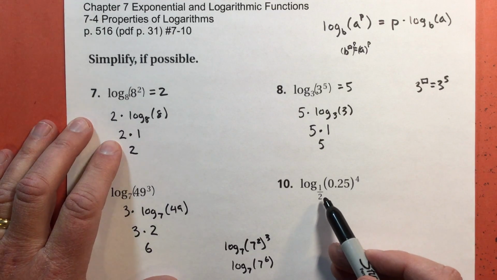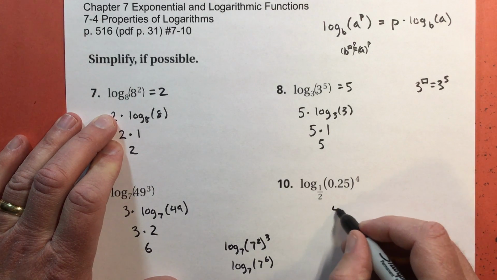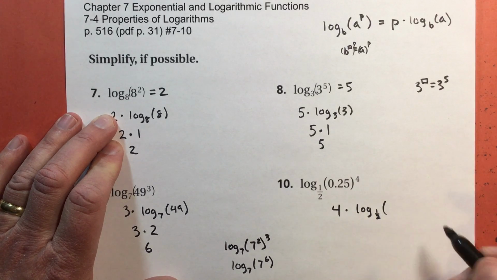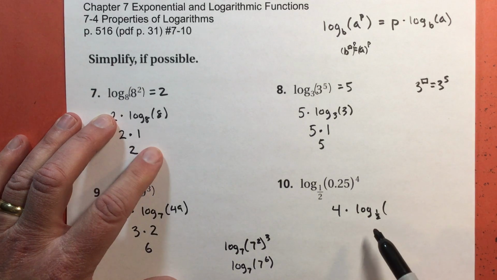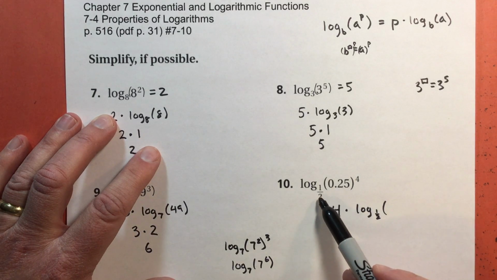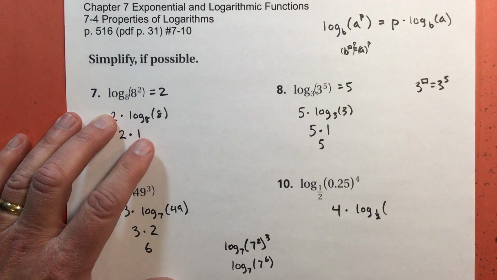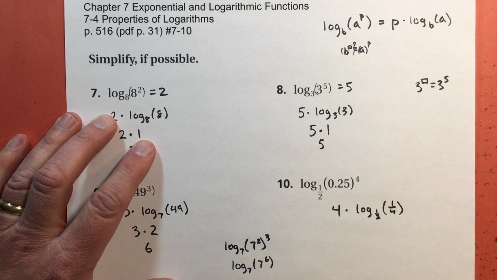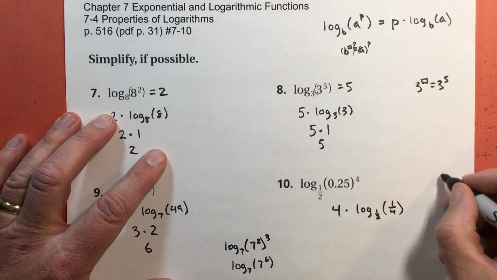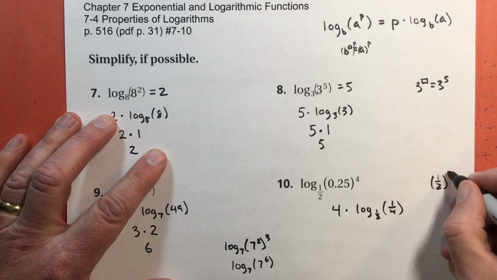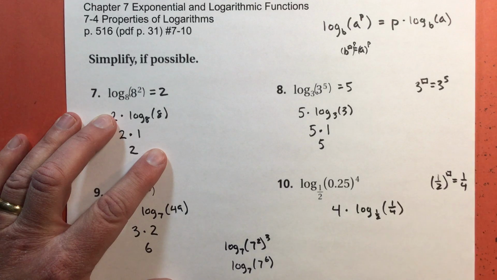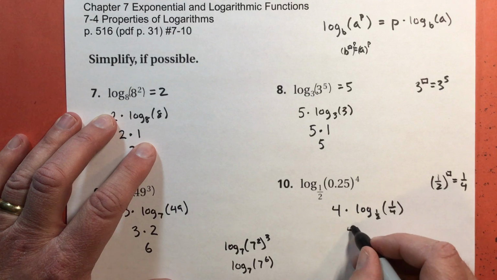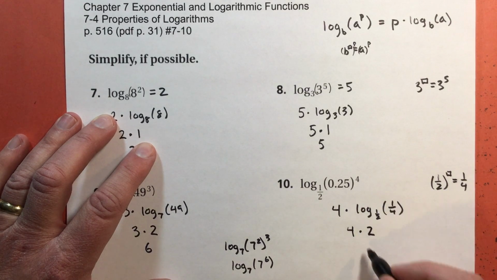Last one, number 10. So I'm going to take my exponent. I'm going to write 4 times log of 1/2. And I think Dr. Berger's being a little cutesy here. We're using fractions and decimals. Let's pick one and just stay with it. So I'm going to change this to 1/4. Now it might be a little bit easier to see. I'm thinking 1/2 to what power equals 1/4? Well, that would be to the 2nd power. 1/2 times 1/2 equals 1/4. So this would be 4 times 2, exponent 2, which equals 8.